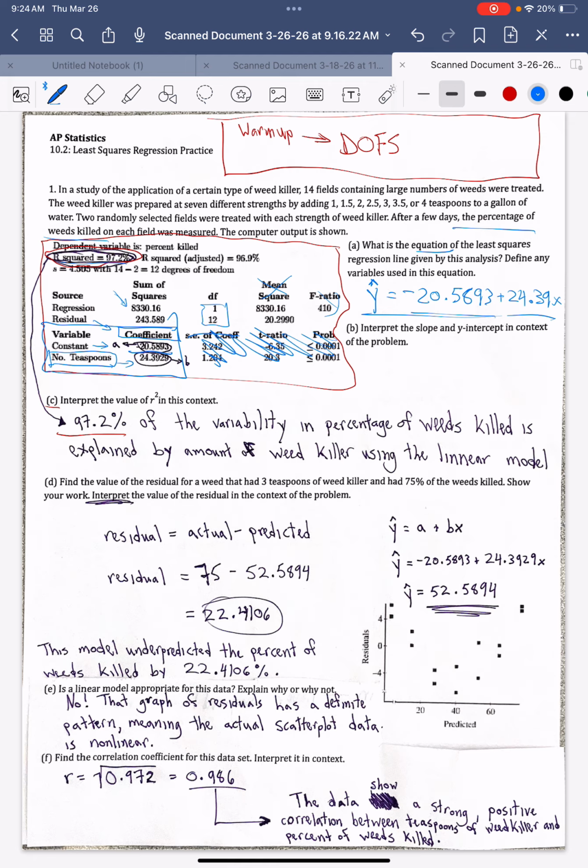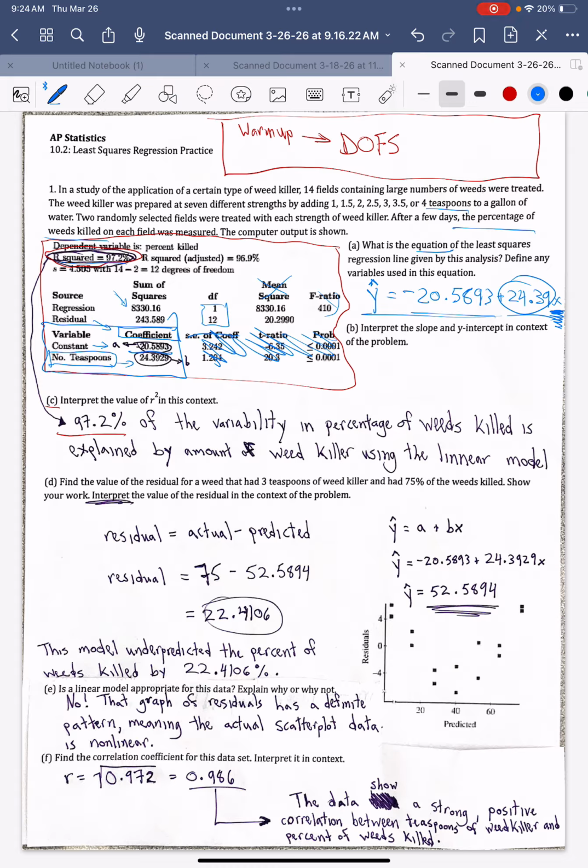And the slope would be for every 1 teaspoon, right? Because teaspoon is what they use to measure it here. For every 1 teaspoon of weed killer used, 24.39 more percent of weeds are killed. Okay, for every one X, blank number of Ys will, whatever the context is. So in this case, for every 1 teaspoon of weed killer used, 24.39% more weeds are killed.